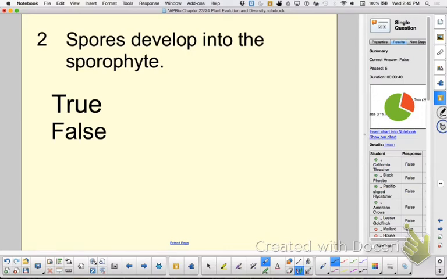If this statement is false, how could we make it true? Sporophytes don't develop into spores. What would be another way to do it? They generate spores by meiosis. Okay, that would be a better way to do that.